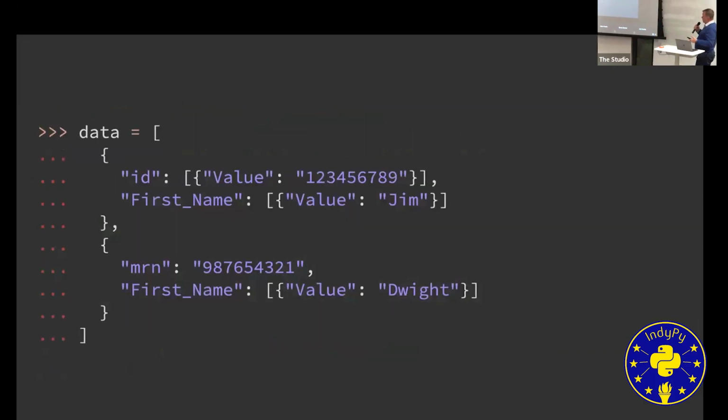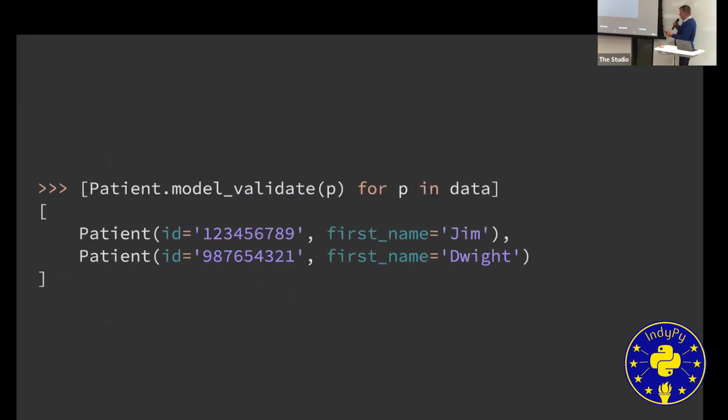Now we're back to our problematic data here. Let's see how it does when we run it through our new Pydantic model. Perfect. This is exactly what we want. We've abstracted away the complexity of the third-party API, the third-party data schema, and now our client code doesn't have to know anything about that. It just asks for the patient ID, gets the ID. Asks for the first name, gets the first name.